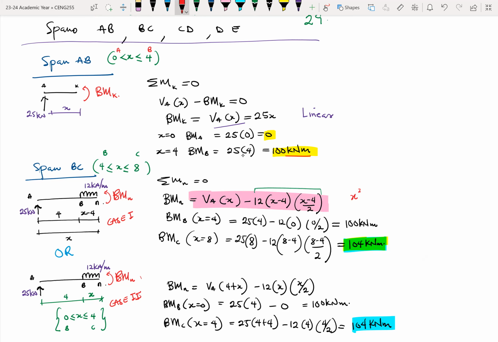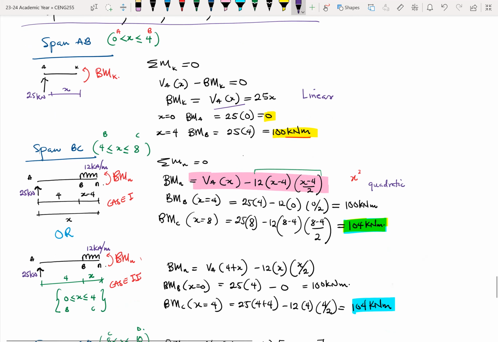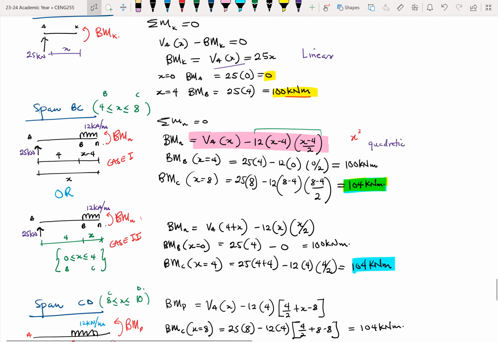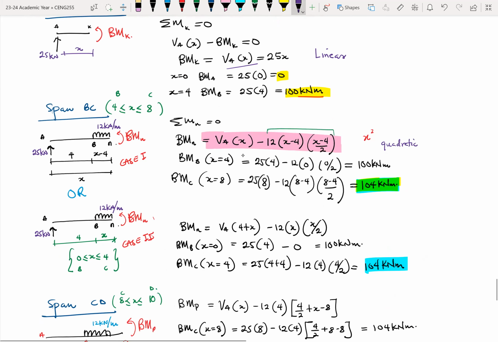Okay. And by so doing, this makes this problem a quadratic or a parabolic problem. Okay. Whether I go with case one or case two, it is the same thing. It's even easier to show in case two.